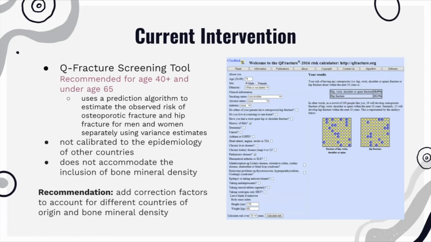While Q-Fracture does address a concern for some healthcare disparities in relation to ethnicity, it is not calibrated to the epidemiology of other countries and does not accommodate the inclusion of bone mineral density. I would suggest for Q-Fracture to account for these discrepancies in order to be more accurate, reliable, and to be able to be used on a worldwide scale.